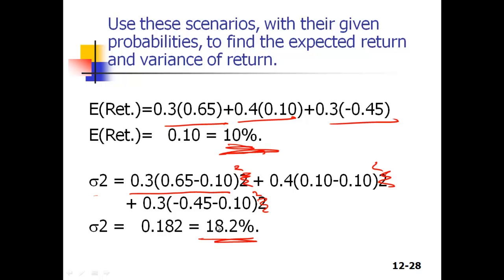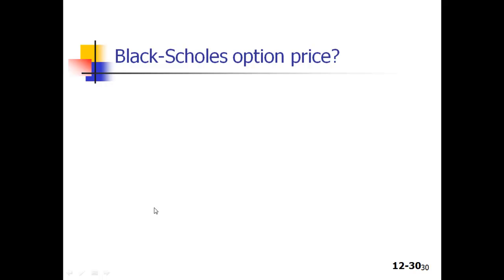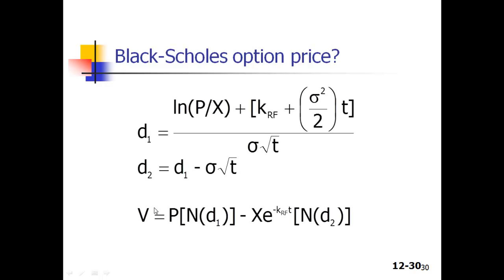Now you should have this feeling of excitement. Why? Because we have figured out all the inputs that go into Black-Scholes. We figured out the strike price. The risk-free rate is given actually. Time is this. What was P? And what's sigma squared? So what will we do next? Okay, so now you can simply plug this into Black-Scholes.